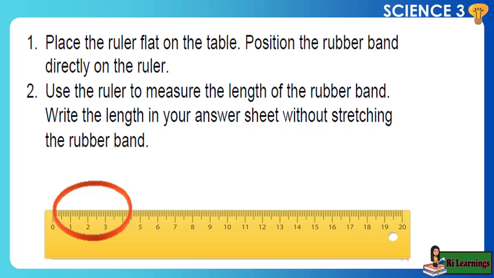1. Place the ruler flat on the table. Position the rubber band directly on the ruler. 2. Use the ruler to measure the length of the rubber band. Write the length in your answer sheet without stretching the rubber band.